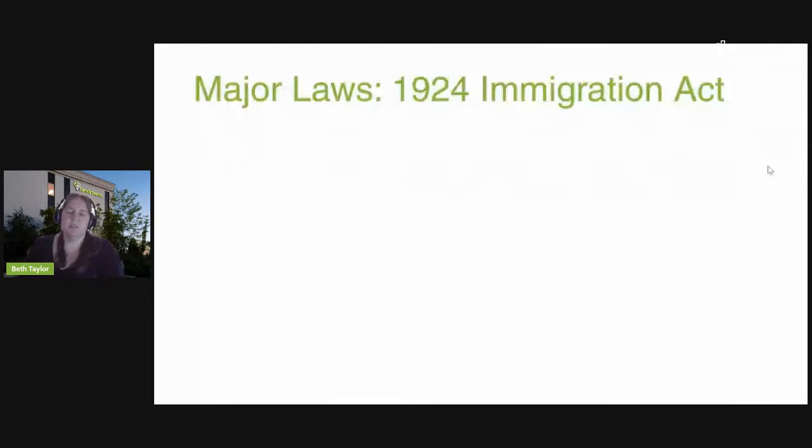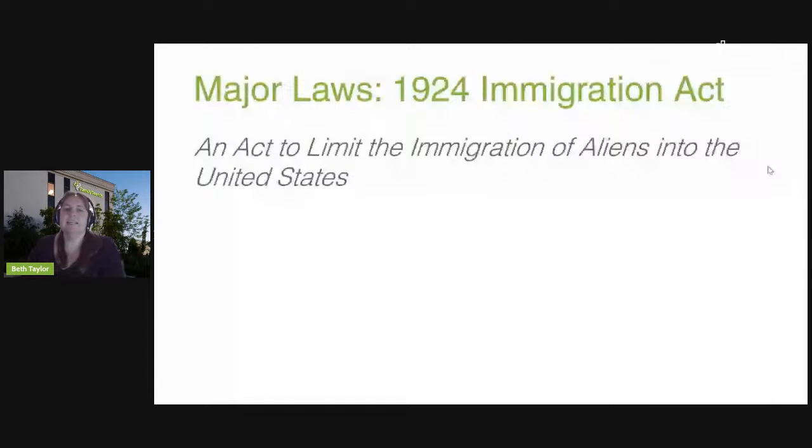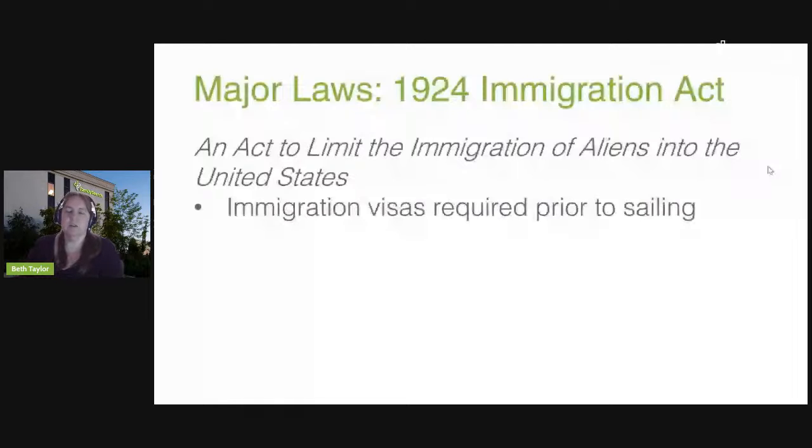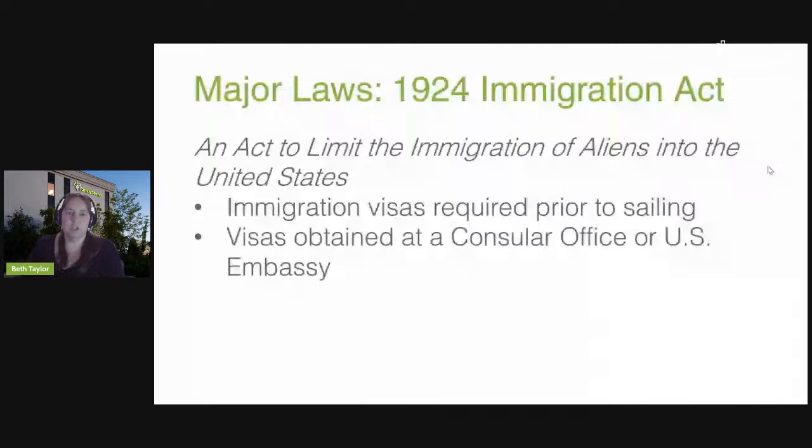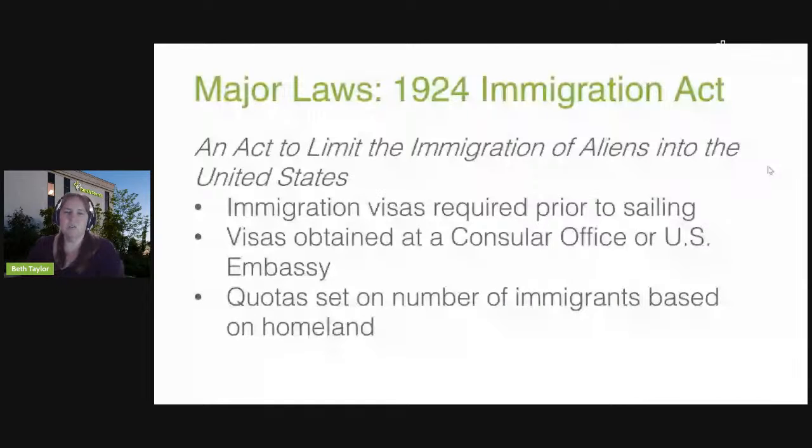And then we have the 1924 Immigration Act, also known as an act to limit the immigration of aliens into the United States. It was actually an attempt to decrease immigration rates. There's always been a little bit of fear of immigrants. At this point, all incoming immigrants were required to obtain a visa prior to actually getting on board the ship. Those visas were obtained at the consular office or a U.S. embassy at their port of departure. And then it also set quotas on the number of immigrants from each specific homeland that could come each year.